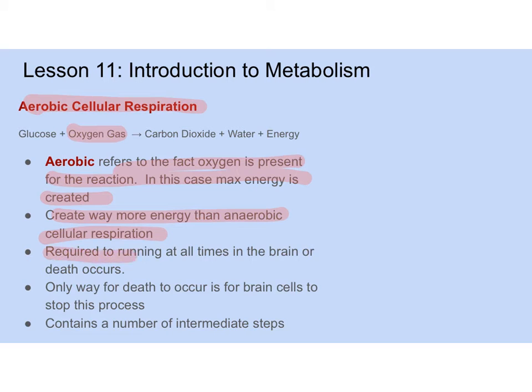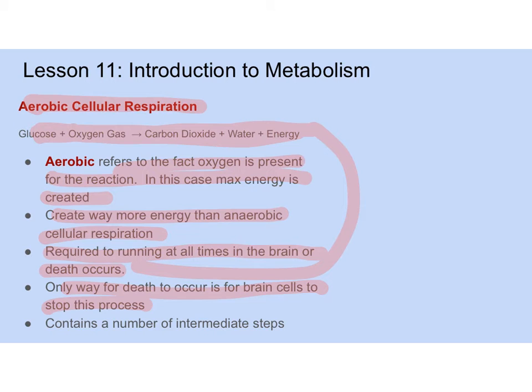So it's required to be running at all times in the brain, or death occurs. If you stop aerobic respiration inside the brain, that's what death is. That's the definition of clinical death: when your brain stops functioning. Your brain stops functioning when it loses energy and you have stopped this process. So the only way for death to occur is through brain cells stopping this process. All deaths, whether you have a heart attack, stroke, gunshot wound, or stab wound, you're all dying because your brain is stopping this process right here. That's what clinical death is.